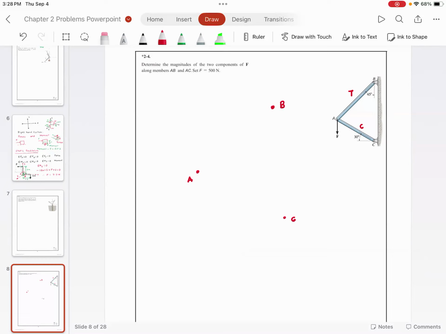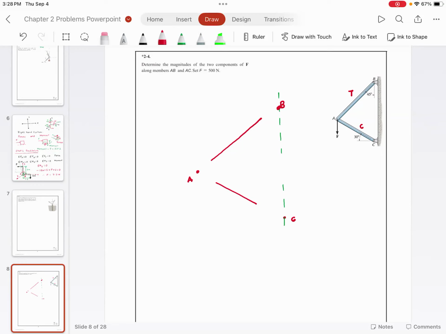And what I'm going to do is, I'm going to free the member. 1, 2, and maybe I'll just keep this member. Since this is the wall, I'll just keep this as this. So I have A, I have B, and I have C. Now I want to find out the forces.